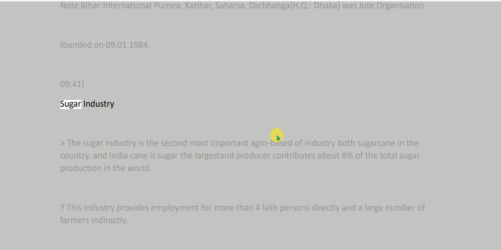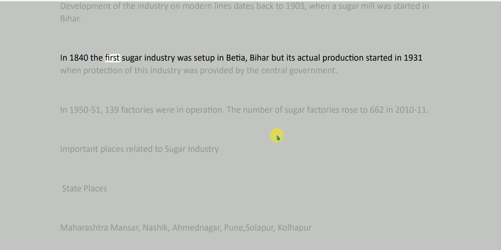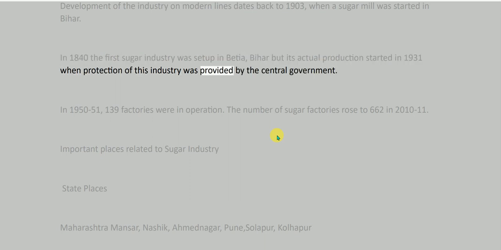Sugar industry. The sugar industry is the second most important agro-based industry in the country. India is the largest producer of sugarcane and contributes about 8% of the total sugar production in the world. This industry provides employment for more than 4 lakh persons directly and a large number of farmers indirectly. Development of the industry on modern lines dates back to 1903, when a sugar mill was started in Bihar. In 1840 the first sugar industry was set up in Bihar but its actual production started in 1931 when protection of this industry was provided by the central government.